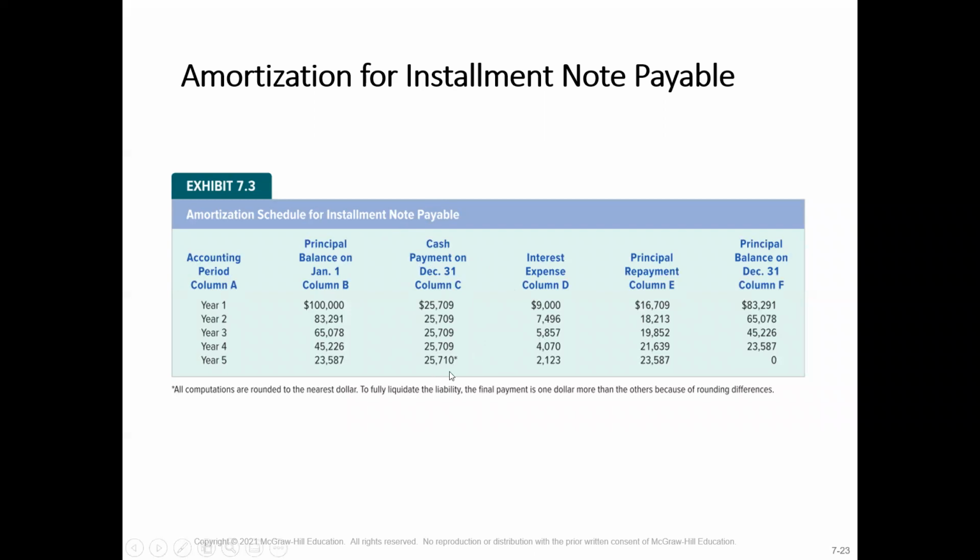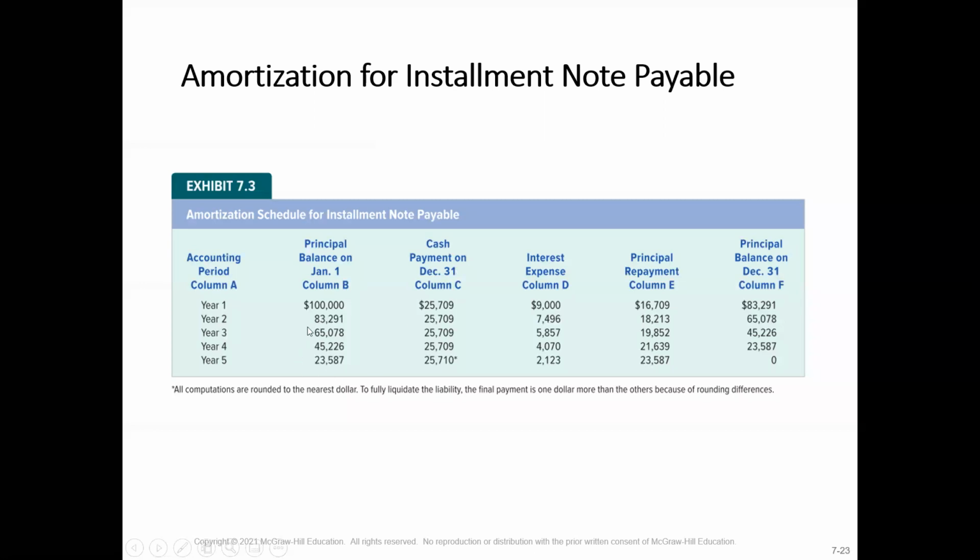So your last payment may vary from the rest by like $1 or $2. That's due to rounding. In this case, the book rounded the payments to the nearest dollar. If they would have gone to the nearest cent, it would have come out to probably about the same payment, maybe a penny off on the last one. But that final amount is due to rounding.